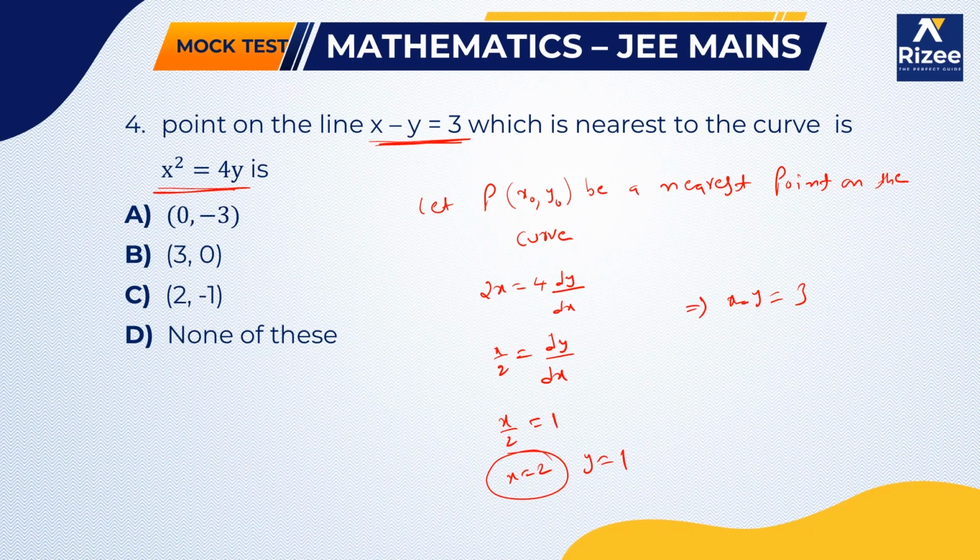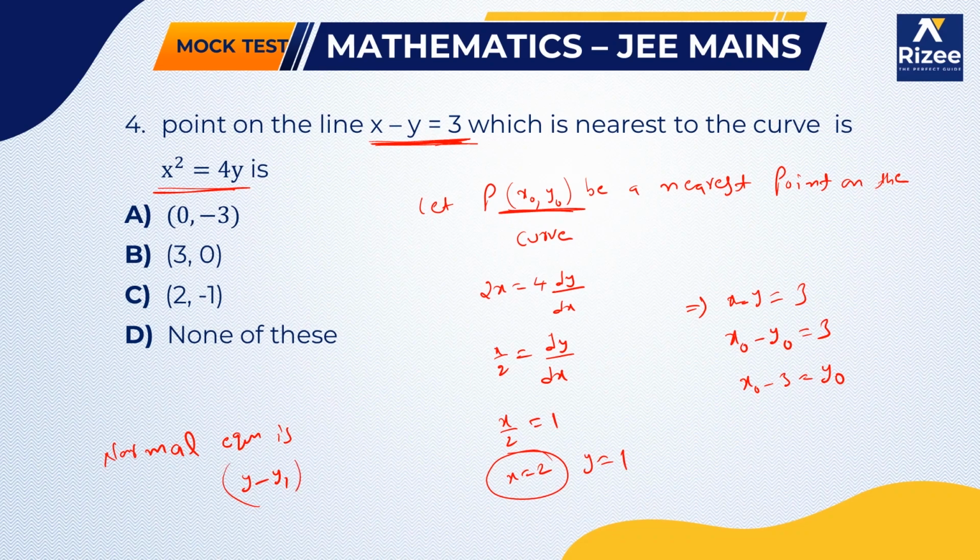The nearest point is (x naught, y naught). Substitute here: x naught minus y naught equals 3, which can be written as x naught minus 3 equals y naught. So the normal equation, the line x minus y, which is nearest to the curve, is called the normal. The equation of the normal is y minus y1 equals minus 1 by m into x minus x1. Substitute in this equation, we get the answer. The nearest point is (3, 0).